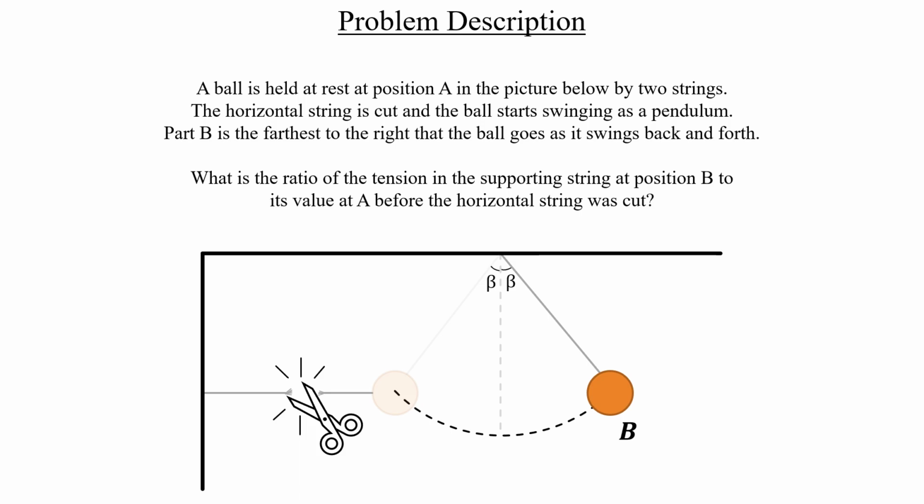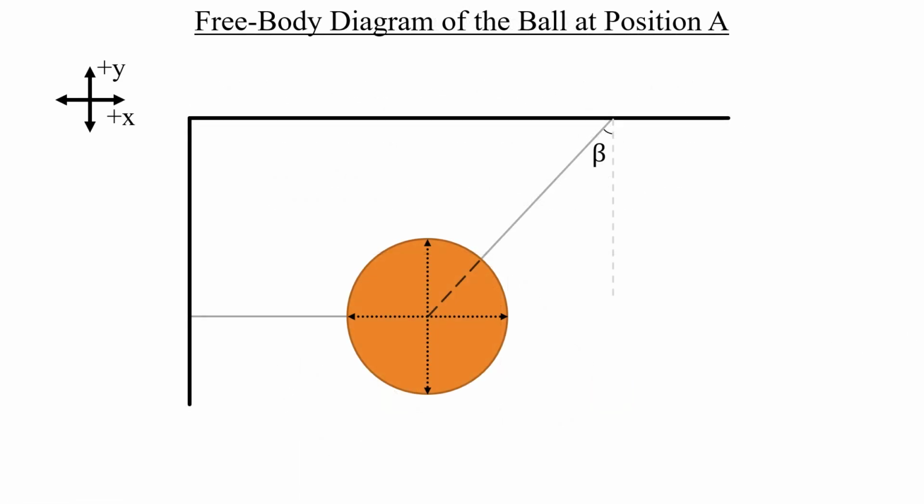Let's get our free body diagram started in position A. The weight of the ball will point straight down, and our first tension vector will point directly to the left. The remaining tension vector will point along the direction of the top string, up and to the right, like this.